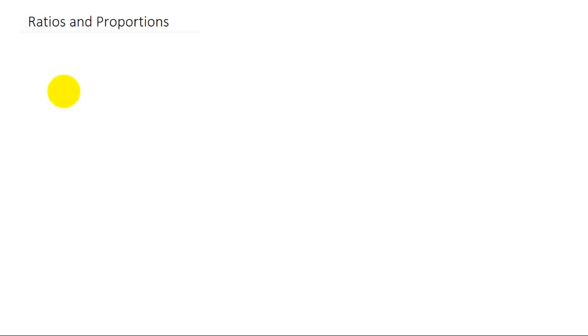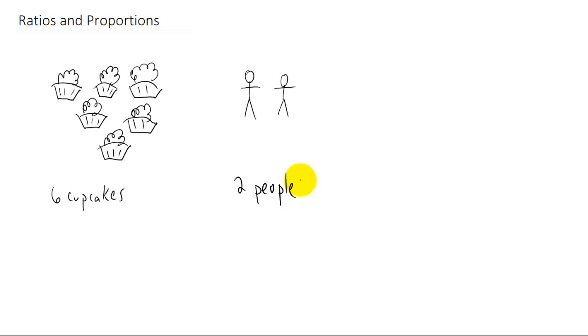Alright, in this video we are going to talk about ratios and proportions. Let's start off with the scenario. Let's say we have 6 cupcakes and 2 people. The cupcakes actually kind of look like exploding volcanoes, so maybe they need birthday candles. Alright, that doesn't look very good either. But anyway, what we want to do is write down the ratio of cupcakes to people, mathematically.